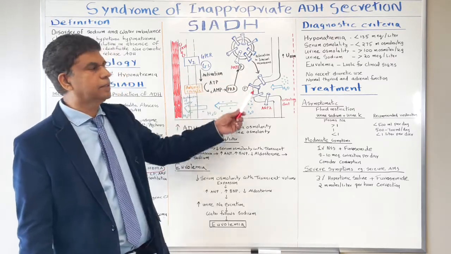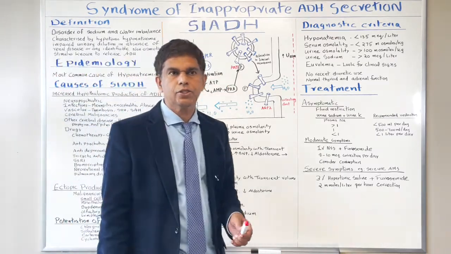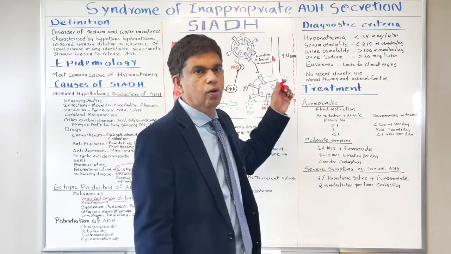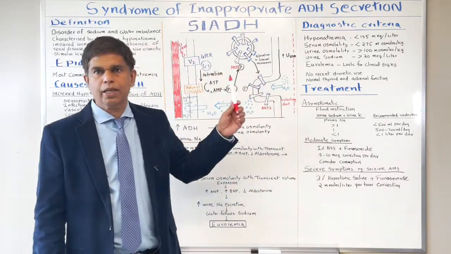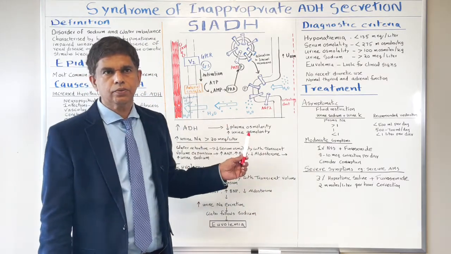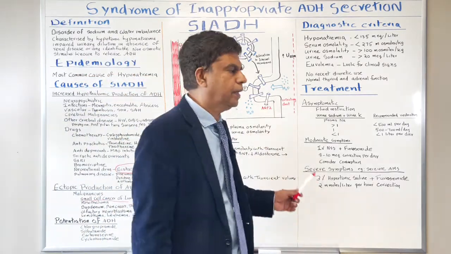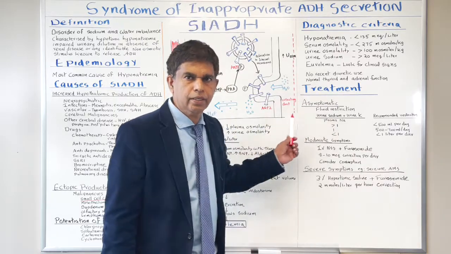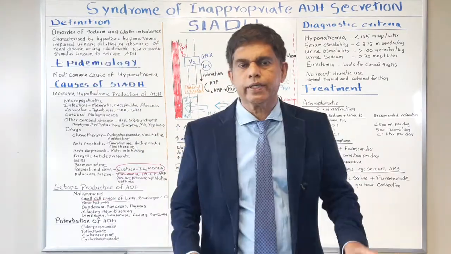So this is a normal thing. When you have dehydration or volume loss, the osmoreceptors in the hypothalamus pick it up and you release ADH, which acts on the V2 receptor, a G-coupled receptor, and then aquaporin and water get reabsorbed. Okay, normal mechanics. Let's look at the pathophysiology.